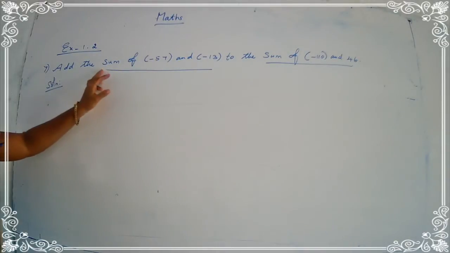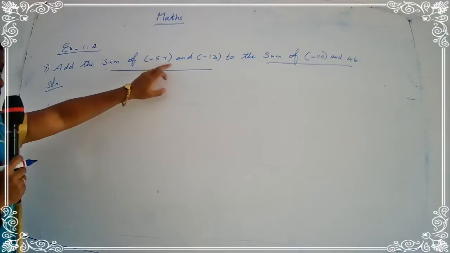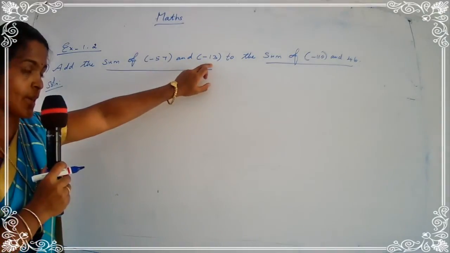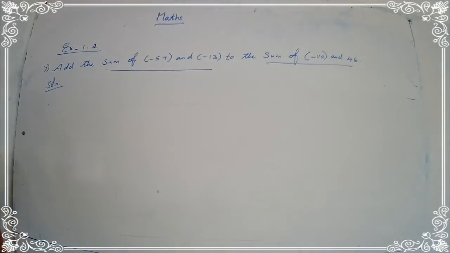Yes or no? First one, to find the value of the sum of minus 57 and minus 13. Next, to find the value of the sum of minus 110 and 46. Then after, third case, add these two answers. Yes or no, children? Yes.